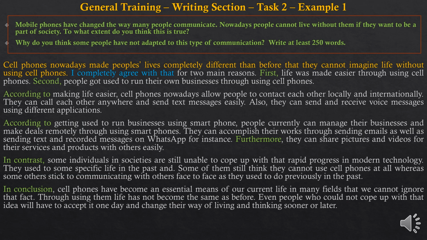Here is an example of General Training Writing Section Task 2. The task says, mobile phones have changed the way many people communicate. Nowadays, people cannot live without them if they want to be a part of society. To what extent do you think this is true? Why do you think some people have not adapted to this type of communication? Write at least 250 words.